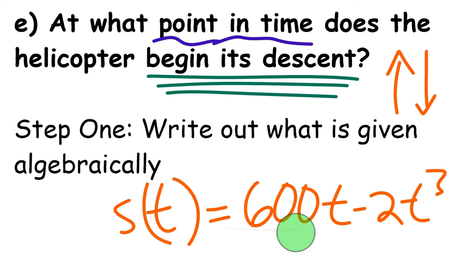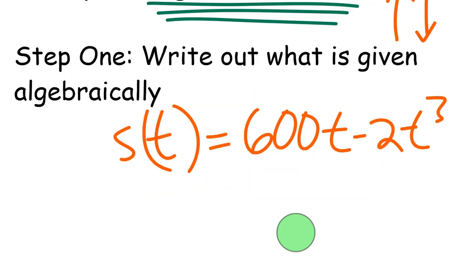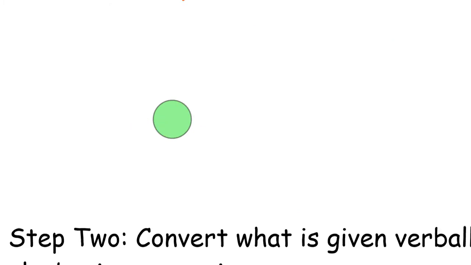Again, step one is always to write out what they give you algebraically. We're given the position function. I do want to say that for motion problems, you could be given velocity, you could be given acceleration. You might have to go in reverse, and we will see some examples like that. We're starting off simple by just being given the position function.